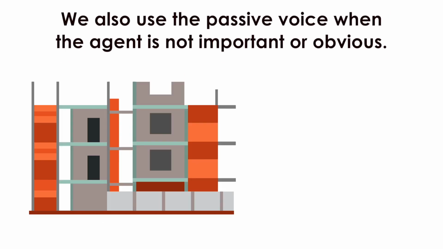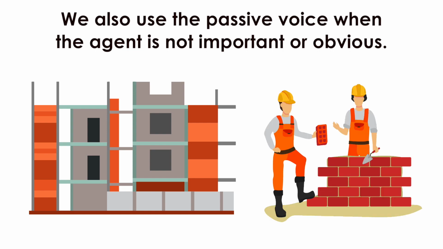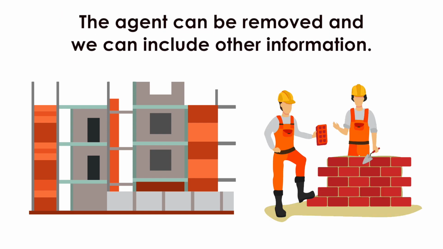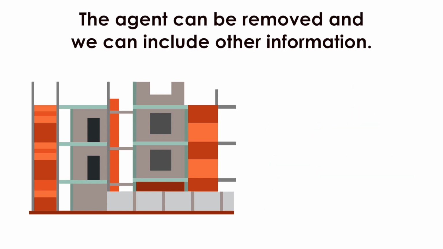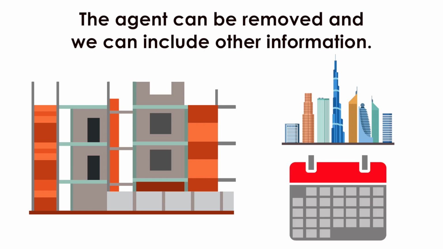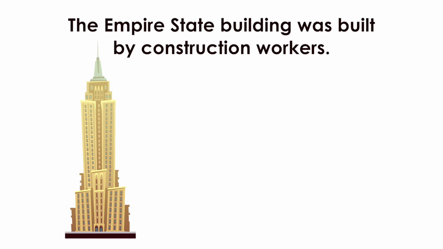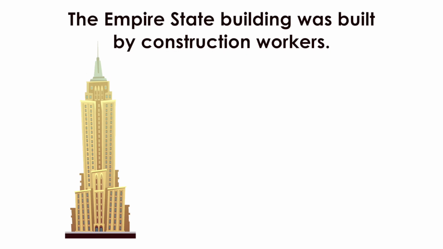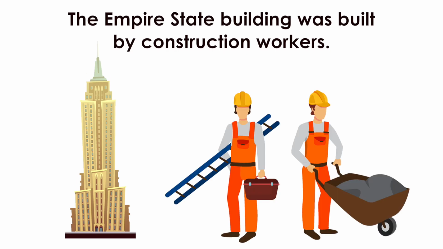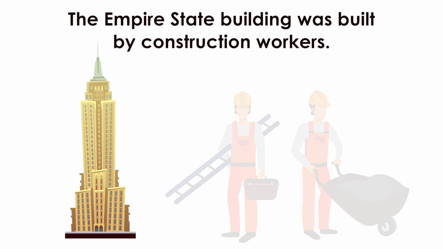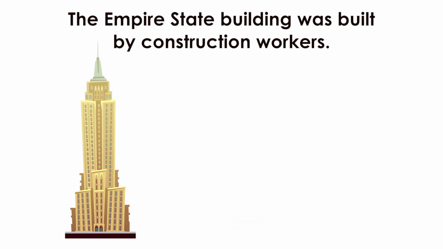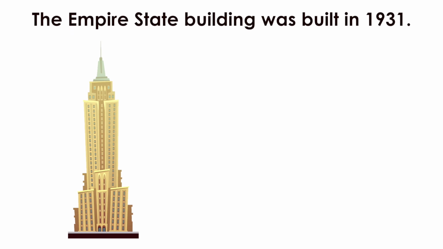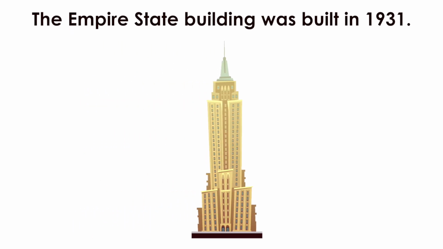We also use the passive voice when the agent is not important or obvious. The agent can be removed, and we can include other information like where or when the action took place. For example, the Empire State Building was built by construction workers. We can remove the agent and include other information. The Empire State Building was built in 1931.